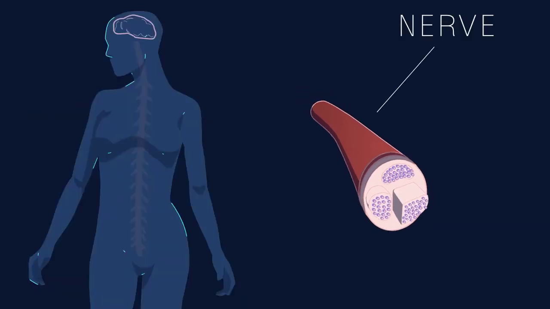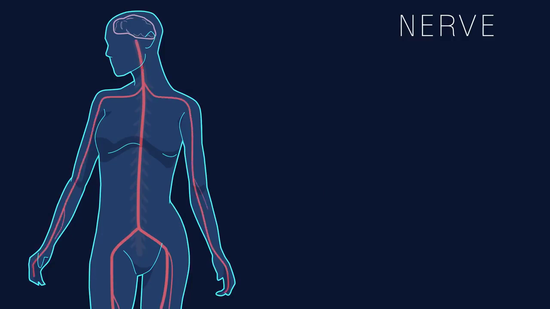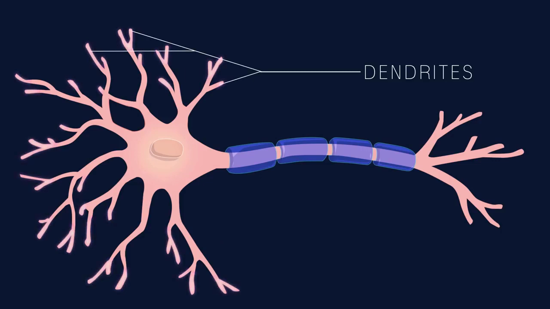A bundle of axons traveling together is called a nerve. Nerves can be very long as they often need to transmit information over long distances.